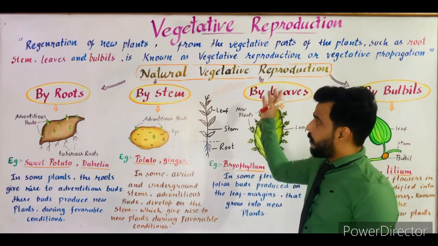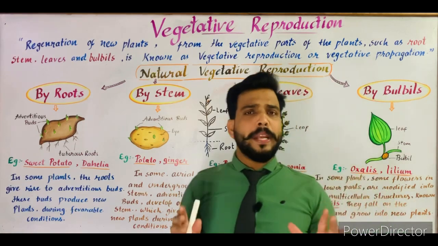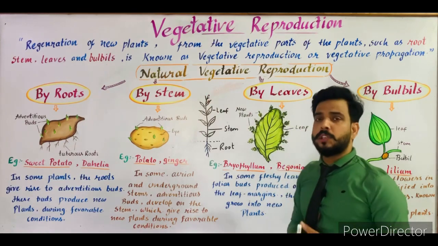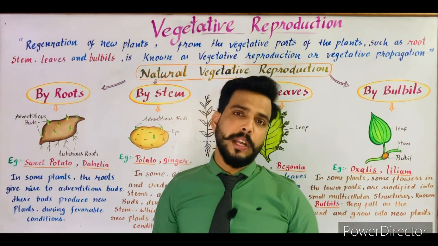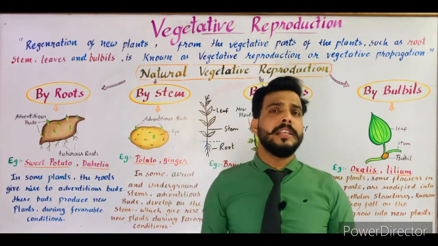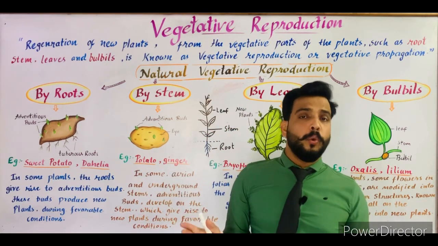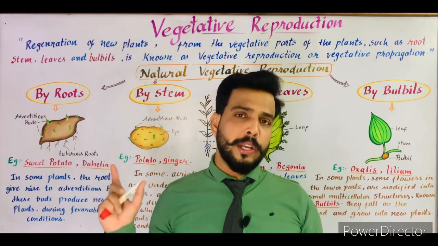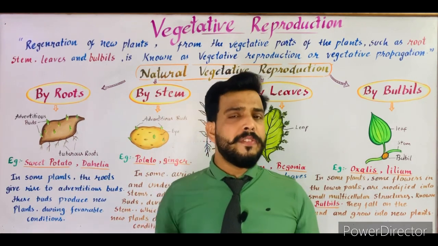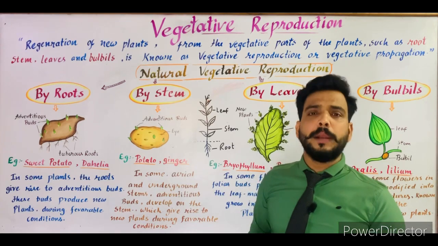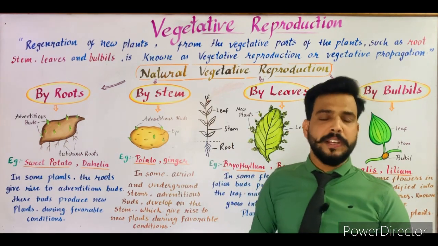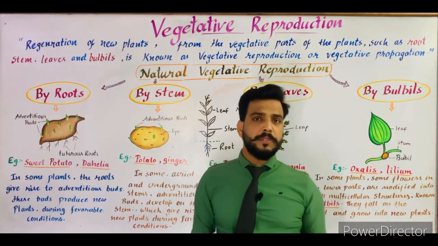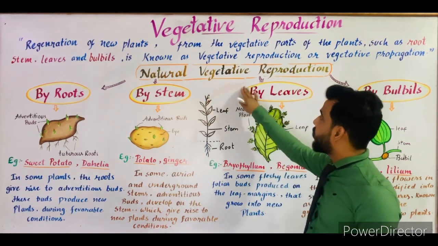Now, vegetative reproduction is further divided into two main types. Number one, natural vegetative reproduction, and another one, artificial vegetative reproduction. Natural vegetative reproduction is when it occurs naturally: when root, stem and leaves naturally give rise to a new plant. Artificial means when we artificially produce a plant with the help of these parts, and it is known as artificial vegetative propagation. I will tell you about artificial vegetative reproduction in my next video. In this video, we are going to talk about natural vegetative reproduction.